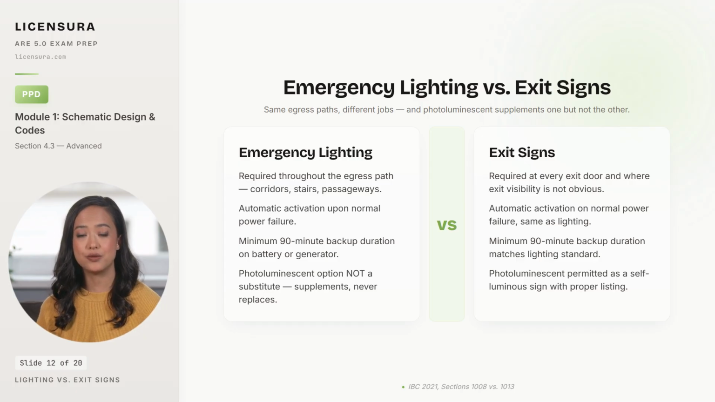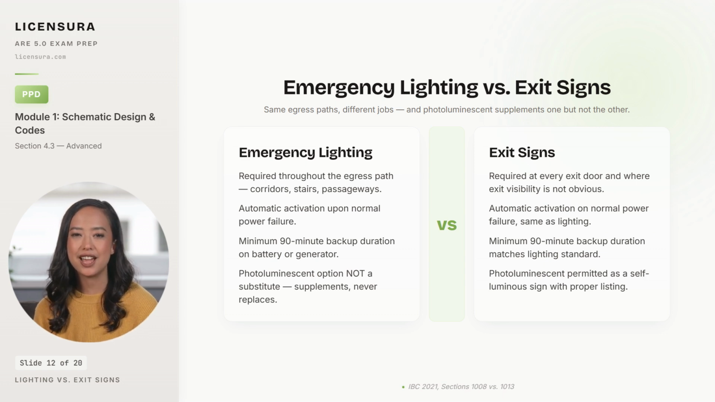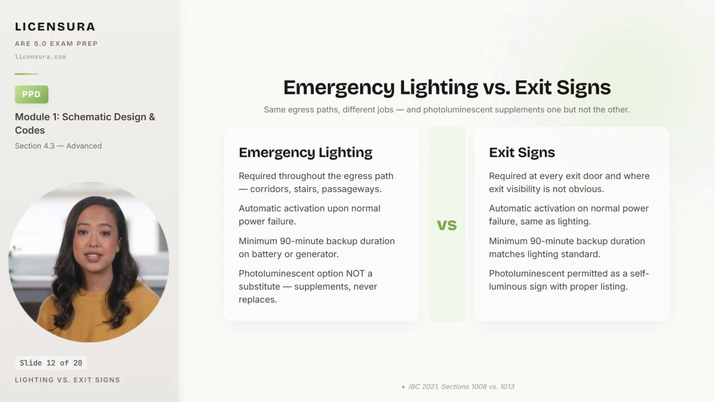The divergence is on the photoluminescent question. Photoluminescent technology, paint and tape that absorbs ambient light during the day and glows during a power outage, is permitted by the IBC as a self-luminous exit sign, provided the sign is listed and charged by a reliable light source. That much is fine. The trap is in the lighting side. Photoluminescent stripes on stair nosings and handrails supplement emergency lighting, but do not replace it. Specify only photoluminescent markings on the egress path with no emergency lighting fixtures, and the building fails its lighting certification.